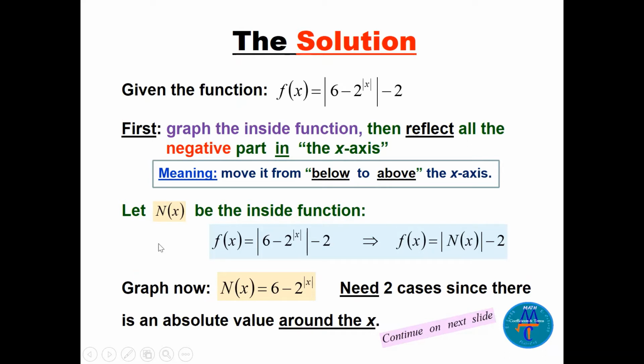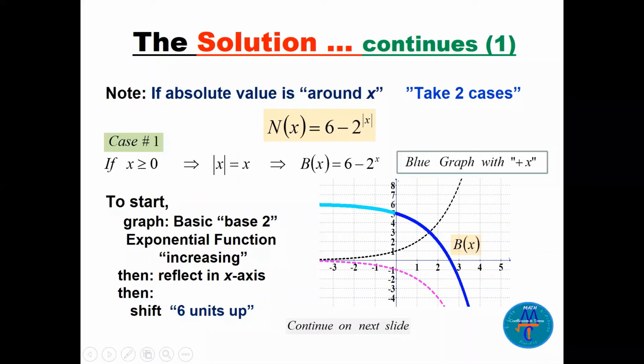Now, I will go in details here, as I said. Let n of x be the inside function. So 6 minus 2 to the power absolute value of x will be n of x. That's a function here. So now we have the function f. This is the given. So the function f will be absolute value of n of x, minus 2 is outside. So let's start now graphing n of x, 6 minus 2 to the power absolute value of x. We take two cases, as we said.